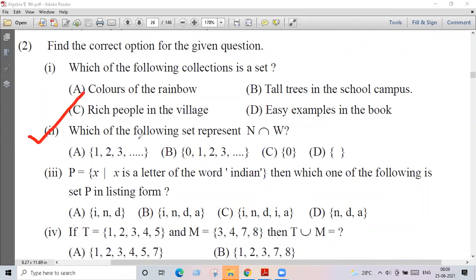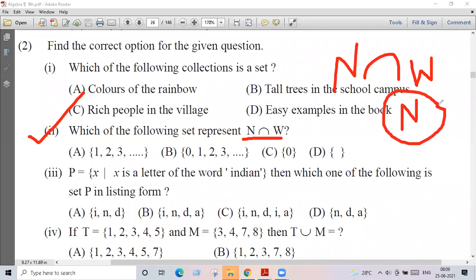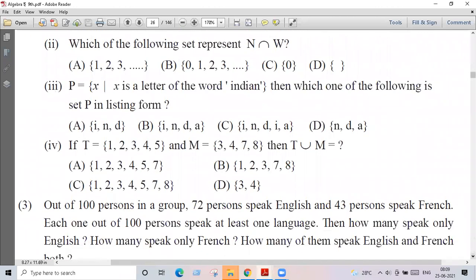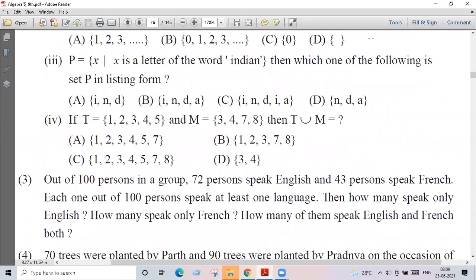Then question number 2. Which of the following sets represents N intersection W? N means natural numbers, W means whole numbers. Get it? So N intersection W is your natural numbers only, that is 1, 2, 3, 4. Option number A. Remember, N means natural numbers and W means whole numbers. Let's move ahead. Questions number 3 and 4, and then we will stop.